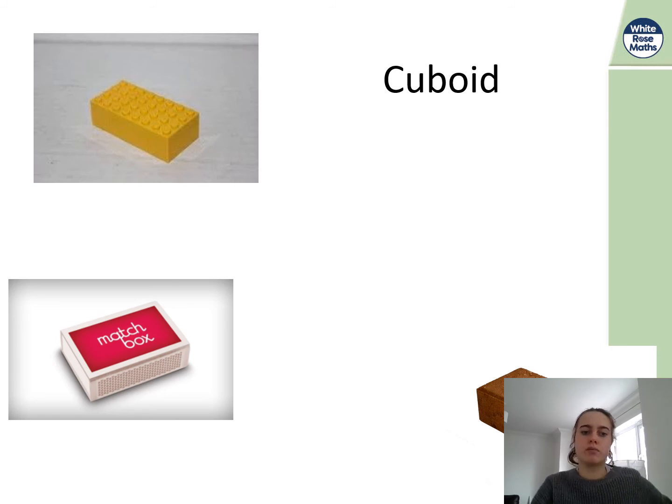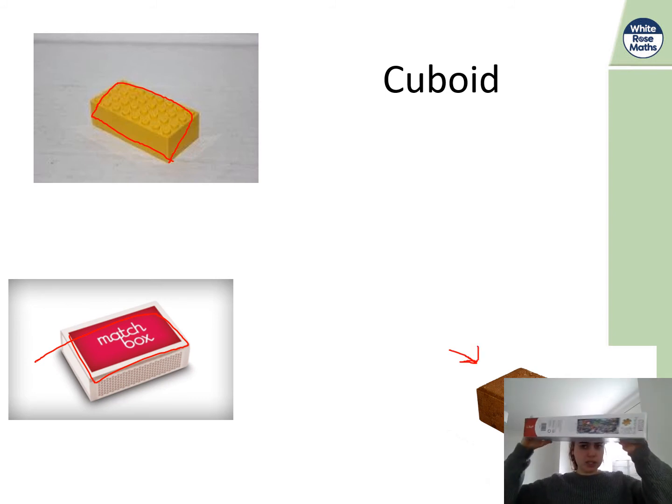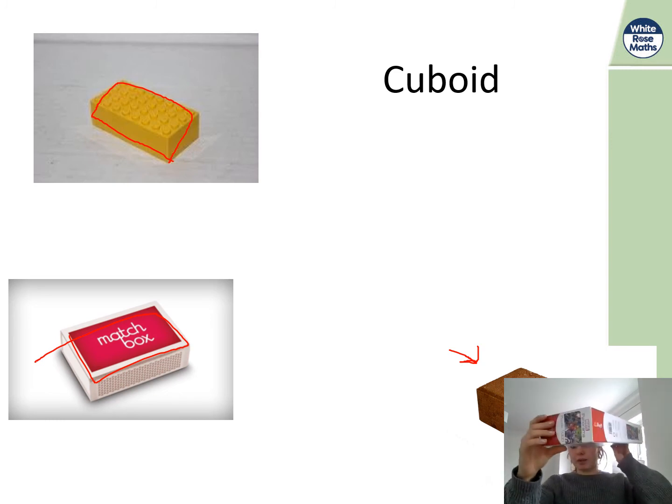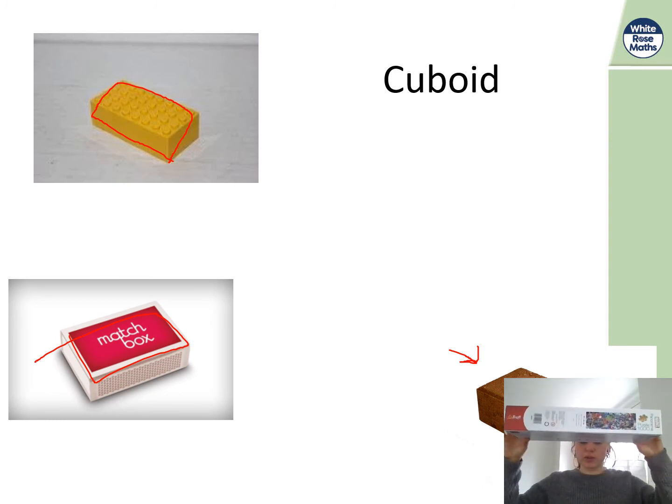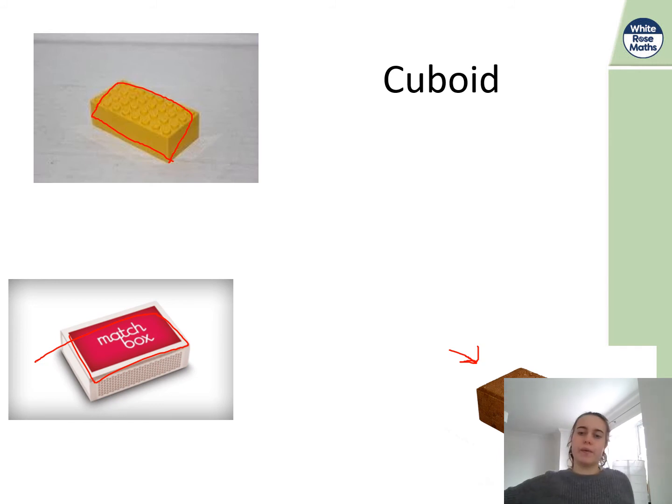So in real life we might see a cuboid piece of Lego or a matchbox. It's just got rectangles on it, or even a brick. My puzzle box is a cuboid shape. There's no circles, no triangles, only rectangles. You can also have squares on cuboids.